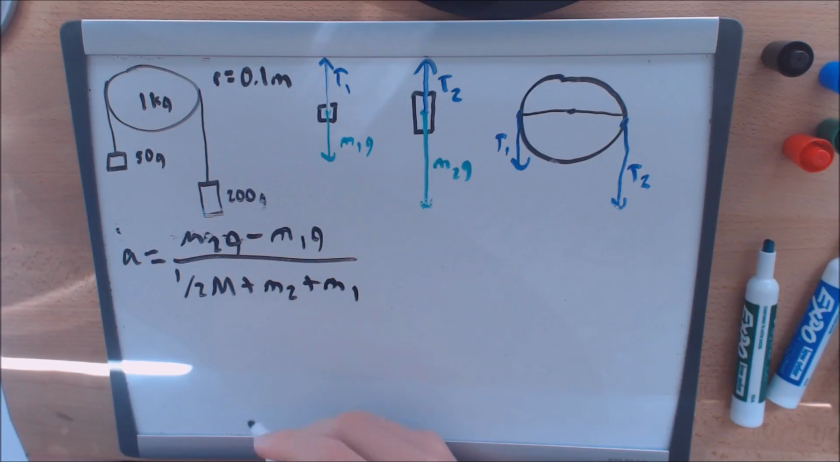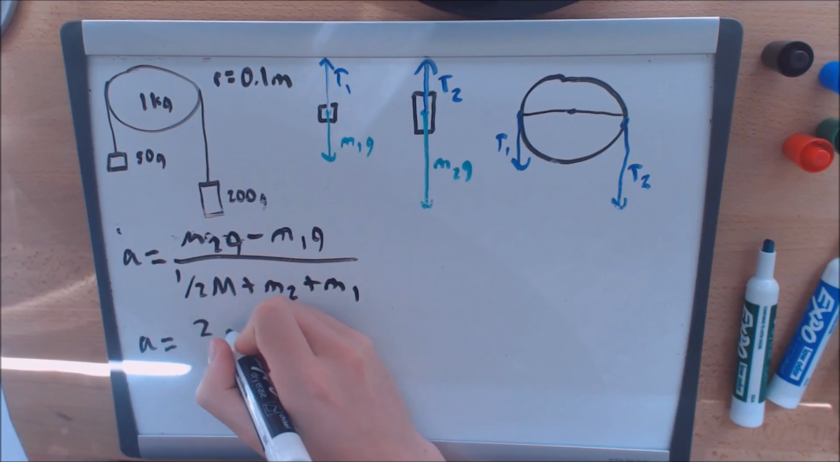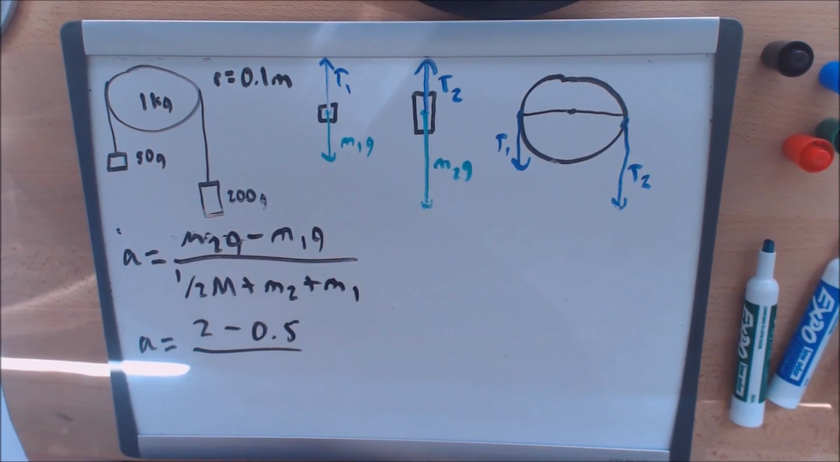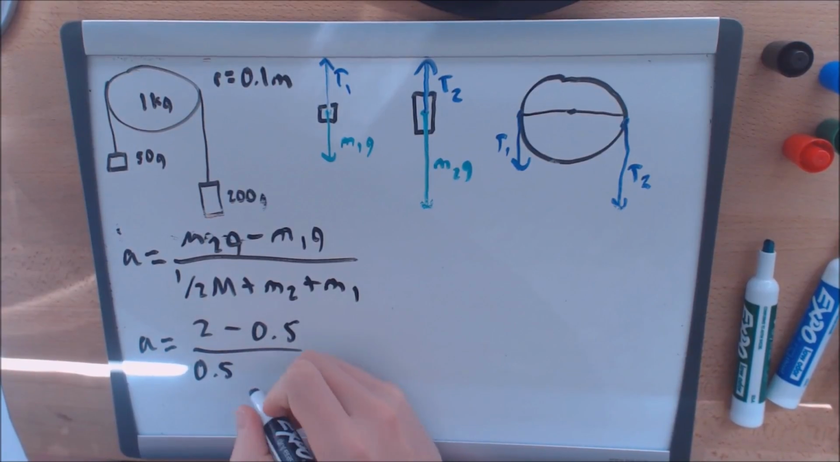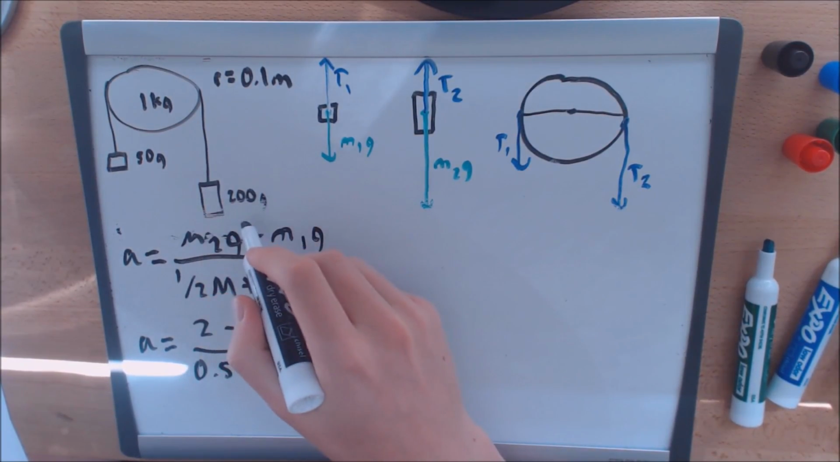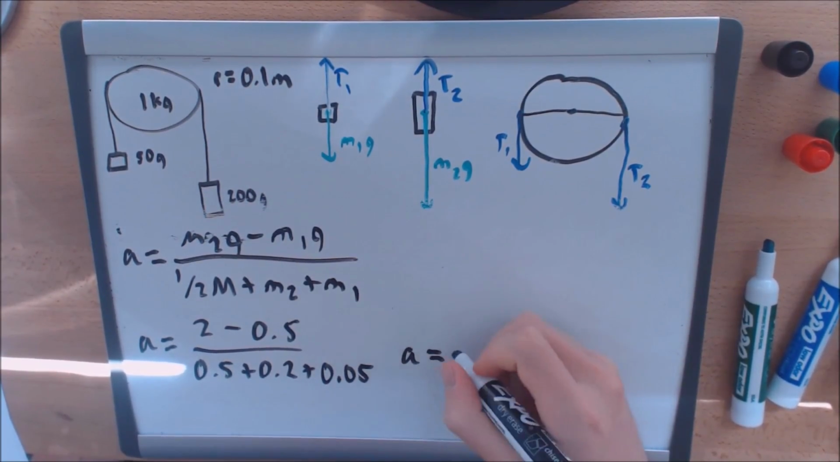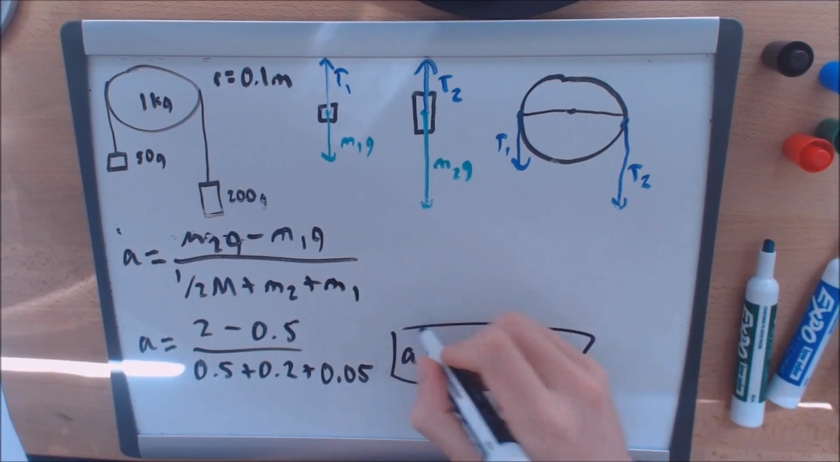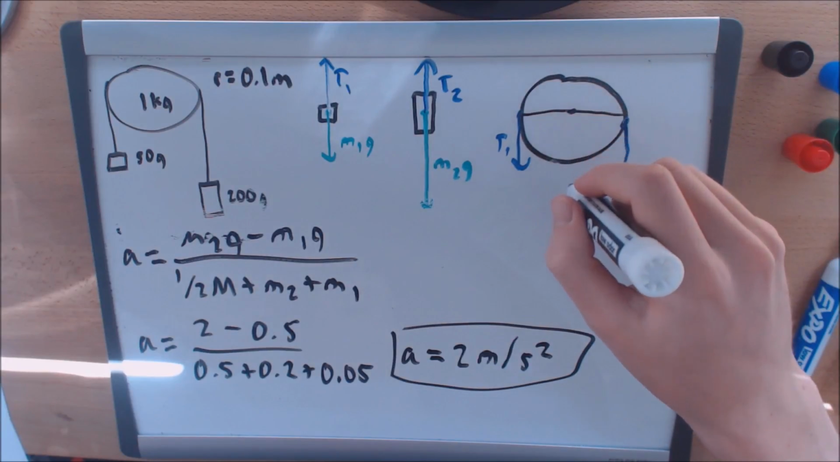Then we can just plug in everything. We just get A equals M2G, this is going to be 0.2 times 10, gives us a 2, minus 0.05 times 10, which gives us a 0.5, over 1/2 big M, and since big M is 1, it'll just be 1/2, plus M2, which we know is 0.2 kilograms, plus M1, which we know is 0.05 kilograms. So A will equal 2 meters per second squared, because it is an acceleration value, and that applies to the acceleration for the entire system, just not rotational acceleration for this pulley.